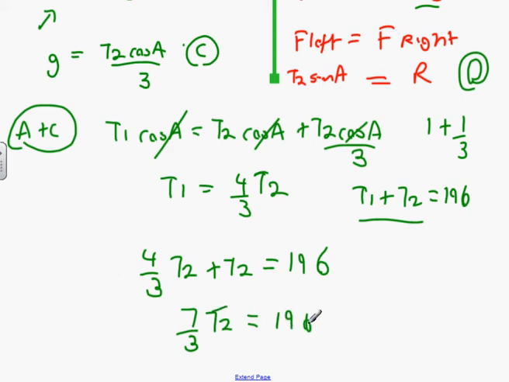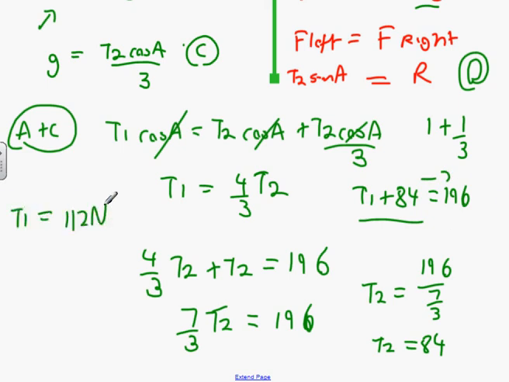So can somebody in the class divide 196 by 7 thirds? 196 divided by 7 thirds? 84. Plug that back into this equation here, where T2 is now 84. What's 196 minus 84? Because we bring the 84 to the other side. 112 N. Okay guys, so what we've done there is we found 112 and 84 newtons for T1 and T2.